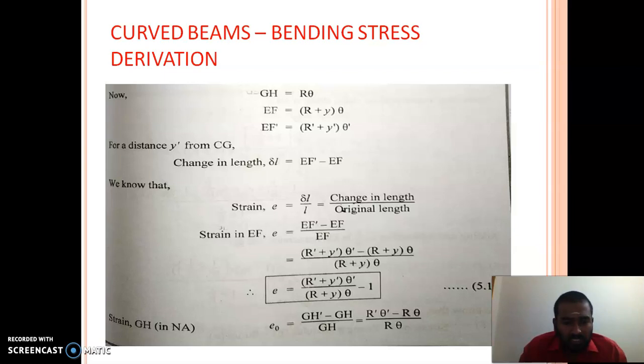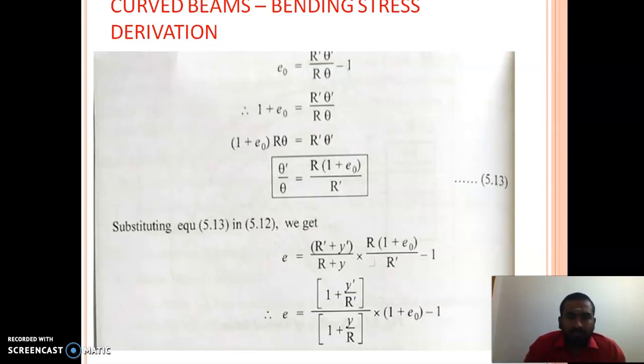Similarly, the strain in GH, E0, can be calculated as GH dash minus GH divided by GH. We know it is R dash theta dash minus R theta divided by R theta. Similarly, it will be coming like E0. So E0 is the strain in the centroidal axis, GH, where E is the strain in the EF layer. With this equation I am going to find theta dash by theta. I am just simplifying it, nothing great, and obtaining theta dash by theta equals R into 1 plus E0 divided by R dash.